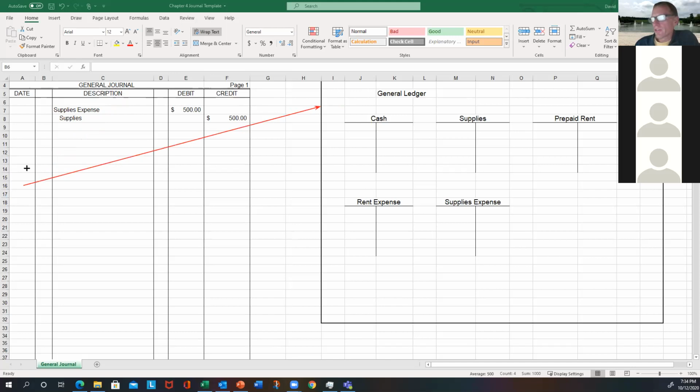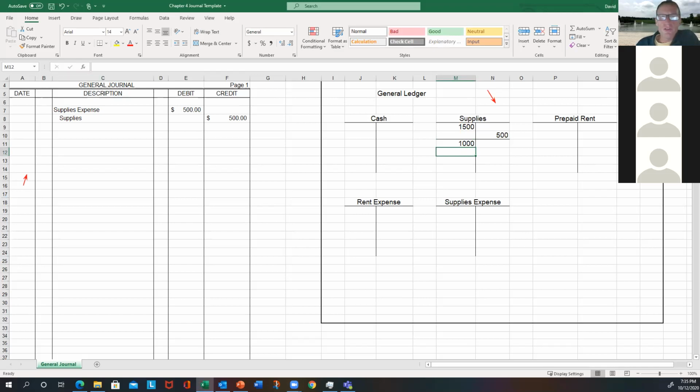You'd still post to your ledger. I just put up a couple of accounts here. I think the problem said that they had $1,500 of supplies. So let's pretend this T account is our ledger. If there was $1,000 of supplies left, once you post this adjusting entry to that supplies account, you post it as a credit. So there's your $500, and then the ending balance of supplies would be 1,000.